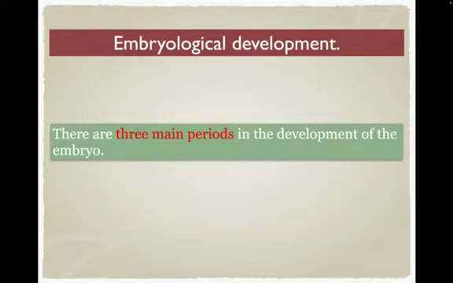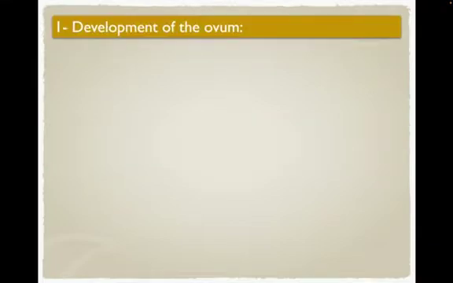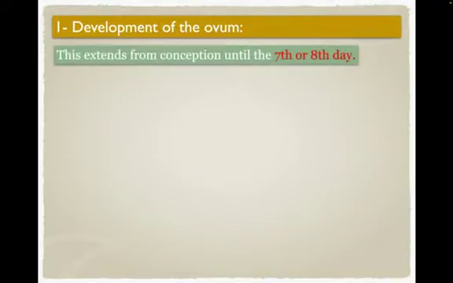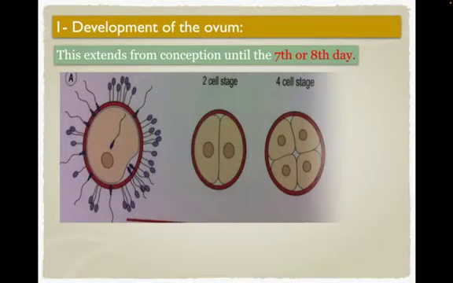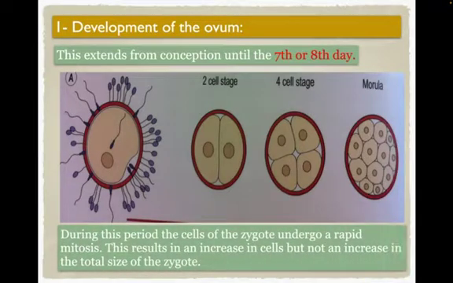Now we will start with the embryological development. There are 3 main periods or stages in the development of the embryo. The first one is called the development of the ovum, and that basically starts with the conception and finishes by 7 to 8 days from the conception. And I will explain that for you right now.